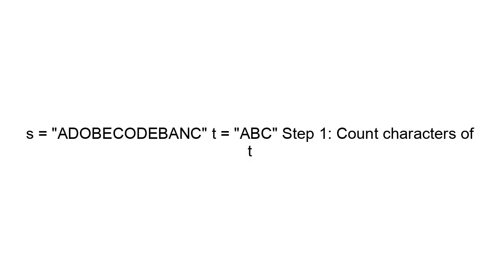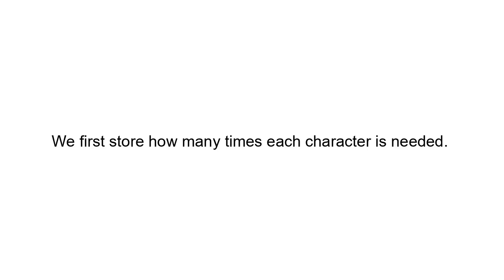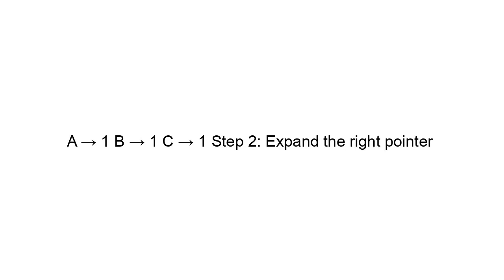T equals ABC. Step 1. Count characters of T. We first store how many times each character is needed. Example. A means 1. B means 1. C means 1.